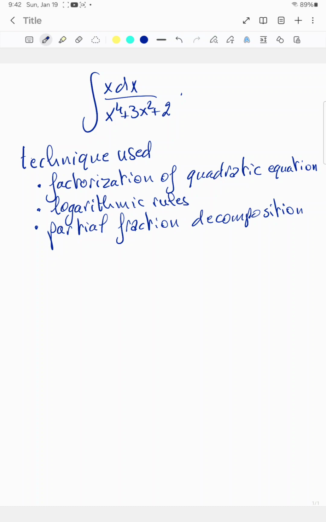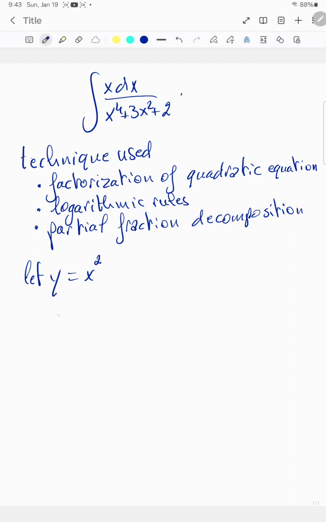So let's start. If I look at my integral, if I look at the denominator, I see x to the power of 4. Don't get intimidated by x to the power of 4. Let's make it like a quadratic equation. To make it a quadratic equation, I can say let y be equal to x to the power of 2.